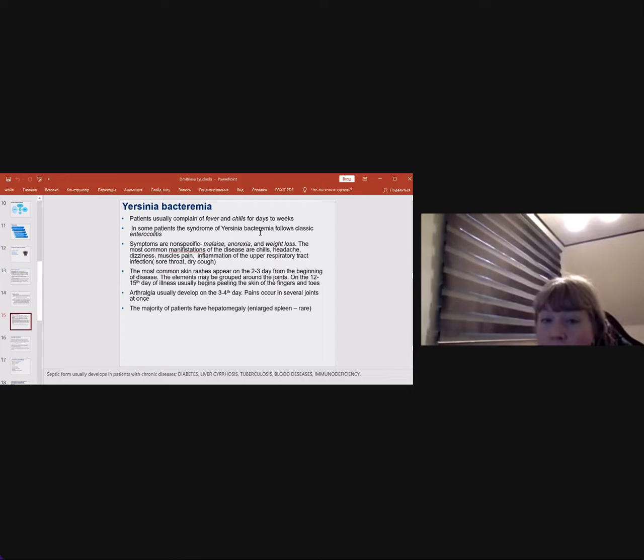The most common skin rashes appear on the 2-3 days from the beginning of disease. The elements may be grouped around the joints, but may be on other sides of the body. On the 12th or 15th day of illness, peeling of the skin on the fingers and toes usually begins. You know that this skin discoloration may be not only in generalized form of disease, but also in the local forms of disease.